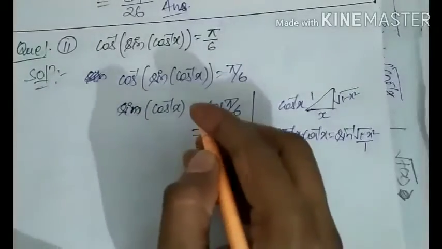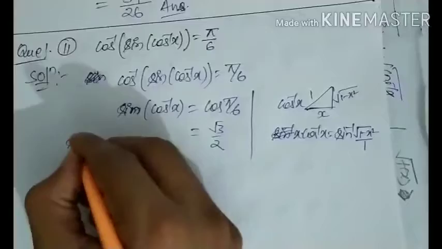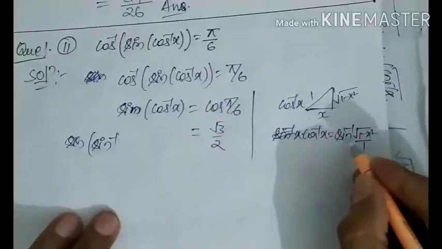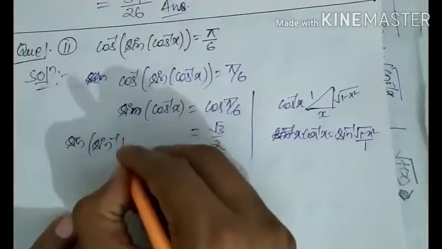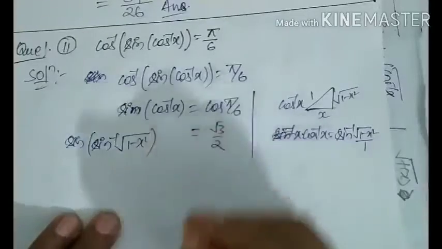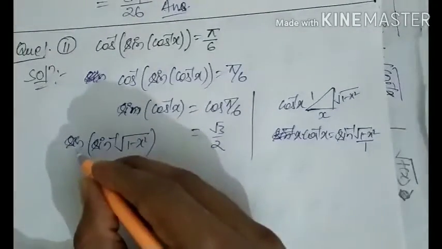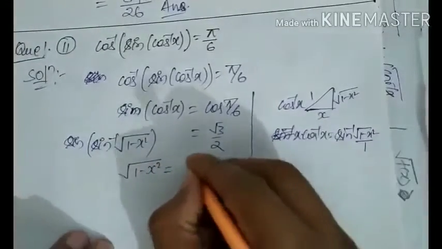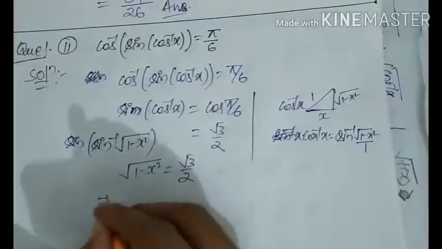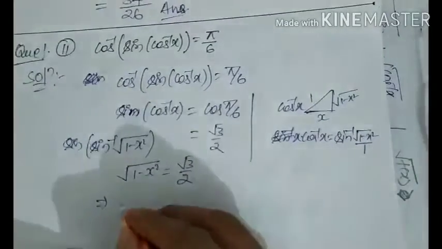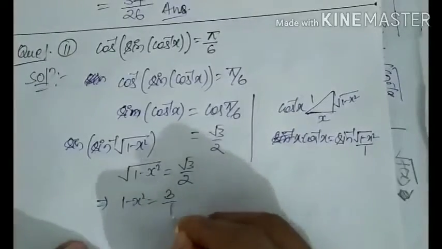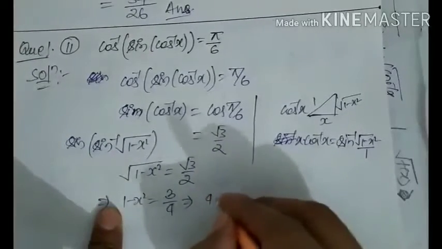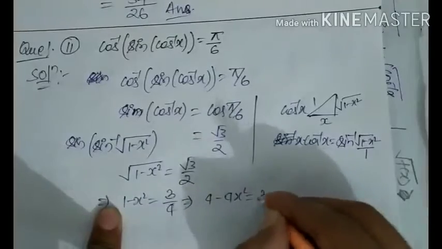Then sine of cos inverse x will become sine of sine inverse under root 1 minus x square upon 1, means under root 1 minus x square, which is equal to root 3 by 2. Since sine inverse something will be equal to something, it will be under root 1 minus x square is equal to root over 3 by 2. This implies that I'm going to square both sides, then 1 minus x square is equal to 3 by 4. This implies that going to multiply by 4 on the left side, then it will be 4 minus 4x square is equal to 3.